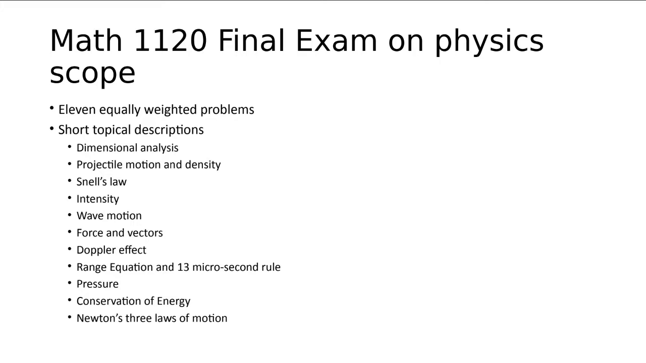Okay, so there are 11 equally weighted problems. This is also a timed exam, and so you will have 1 hour and 50 minutes. Let's see, did I do that right? Yes, 1 hour and 50 minutes to do this. So that's 110 minutes. That means on average you have 10 minutes per problem.